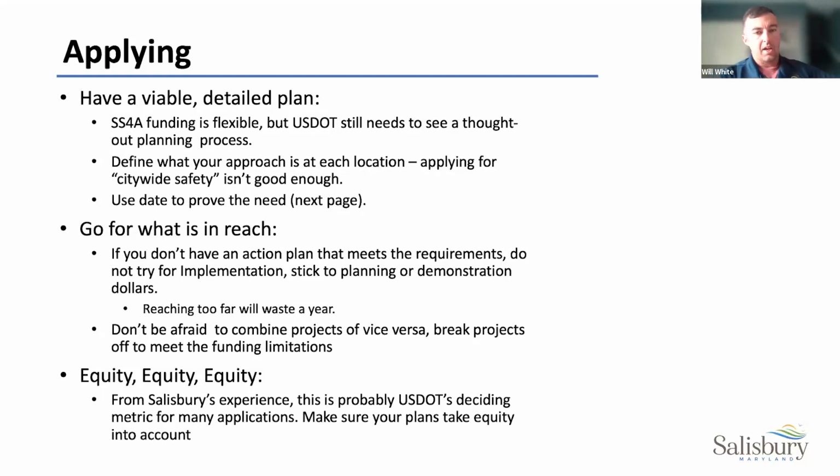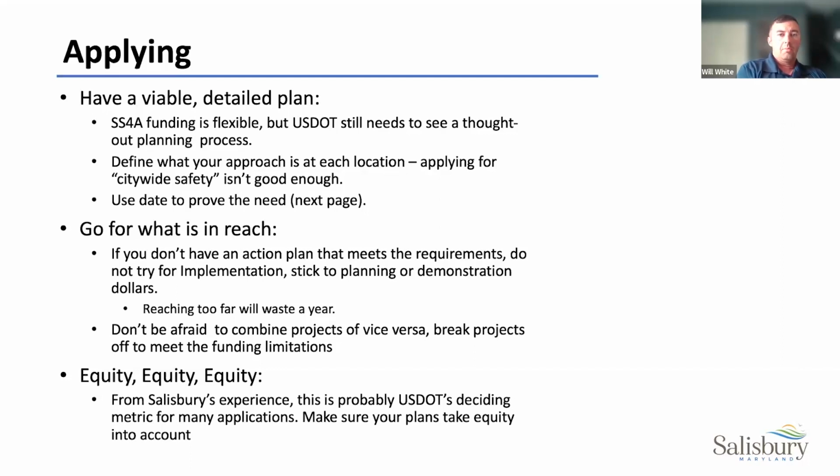Go for what's in reach, right? So if you don't have an action plan that meets the requirements, don't try for implementation grants. That was what some other municipalities in the state also tried. They tried to stretch what they had to justify it as an action plan, and it just didn't fly. So reaching too far will essentially waste your year in the application cycle, because you have to go back, wait another year, get your planning money and reset.